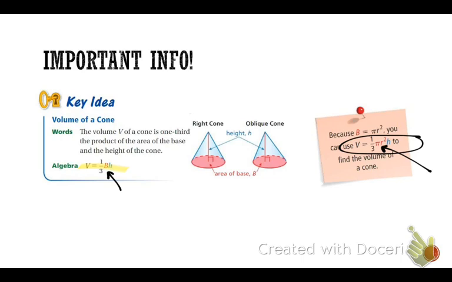So again, your book is not going to say, oh, well, here's the area of your base, plug this number in for B. No, they're going to give you the dimensions, and you have to know that the area of a circle is pi r squared. So that's why we replace the capital B with pi r squared. All right, so this is the formula that you need to know. 1/3 pi r squared h.